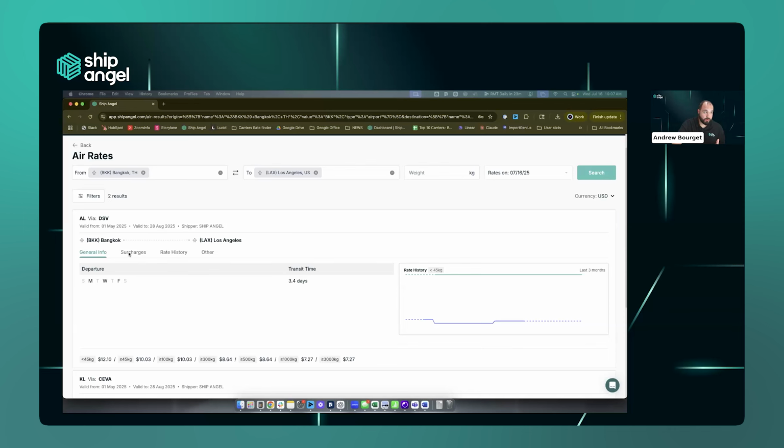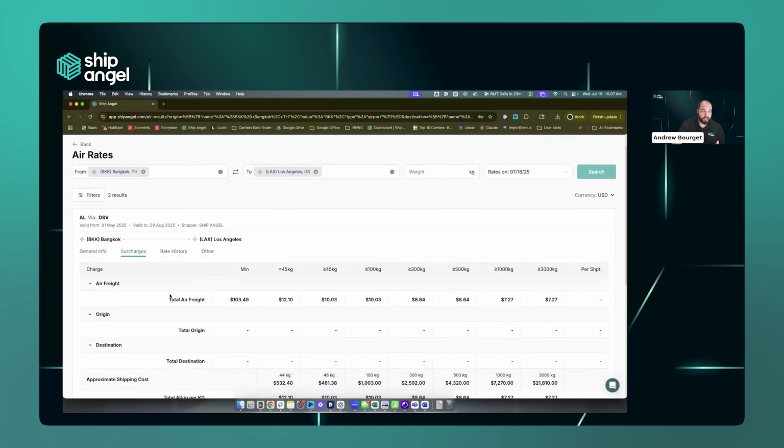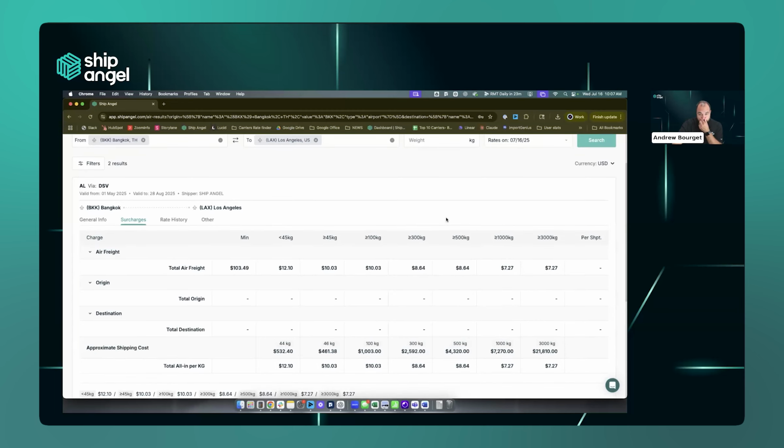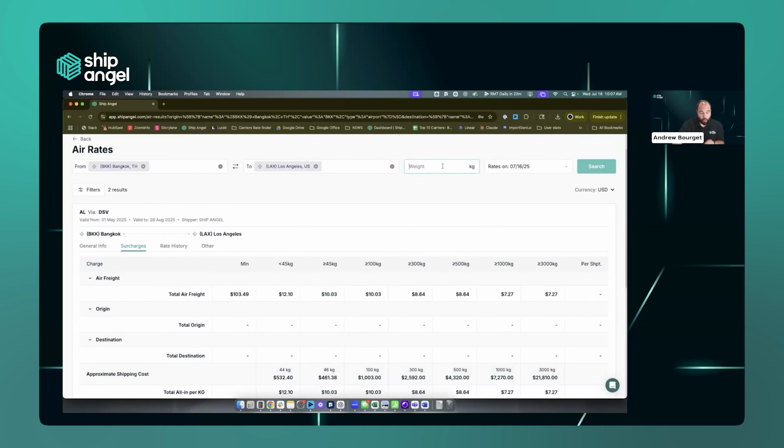And in order to get those numbers, we've built out what we call the surcharge tab. In here, we can start to understand at the different weight breaks, what are my costs? At 45 plus kilos, what's my total cost? Well, it's going to be a $10-ish per kilo cost. And the approximate shipping cost is also listed out at that 45. And this is what's useful.